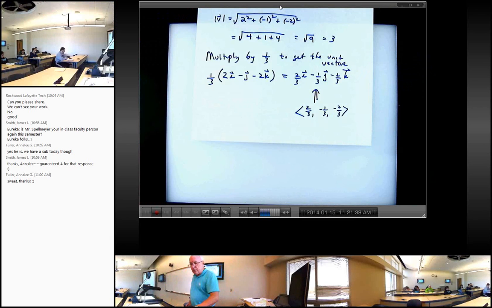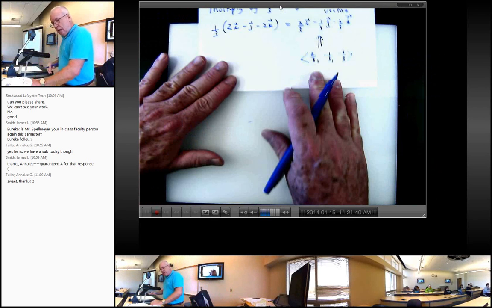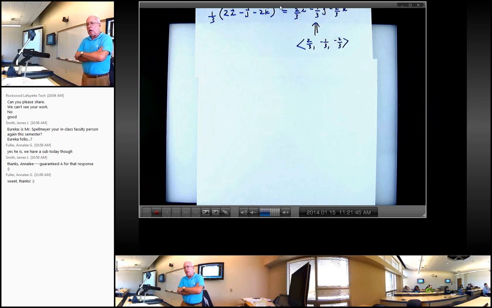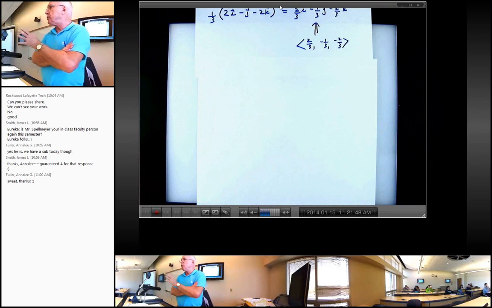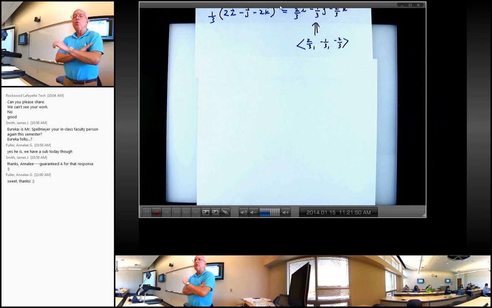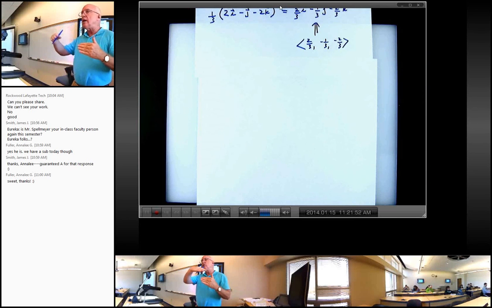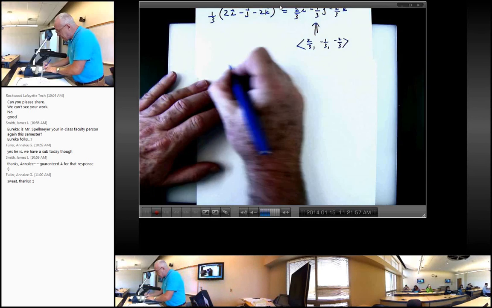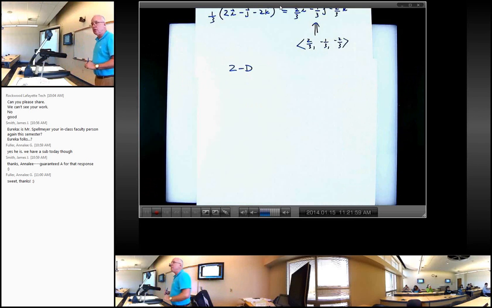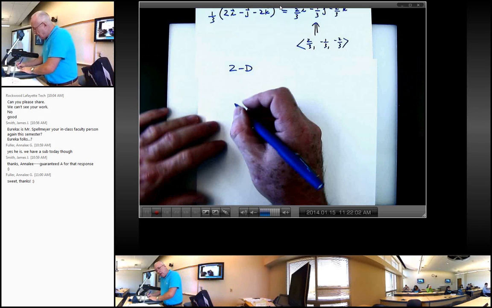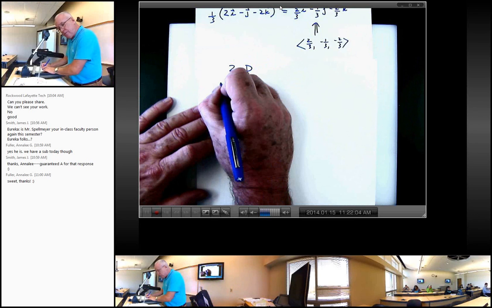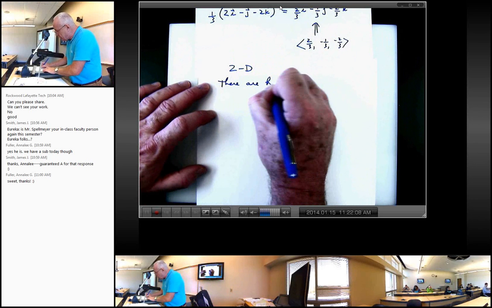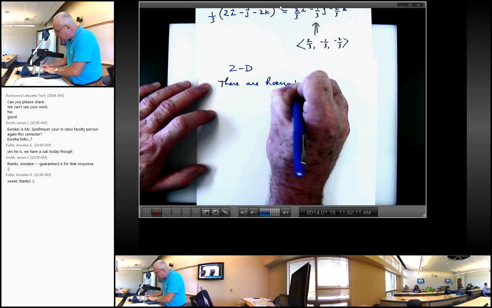This is getting into a little bit of physics stuff here. And so you're going to see that throughout the course. If we have a force, or actually any kind of vector, we can look at its horizontal and vertical components. Say, for simplicity here, we're just looking at 2-dimensional, 2D. In 2D, there are horizontal and vertical components of a force.